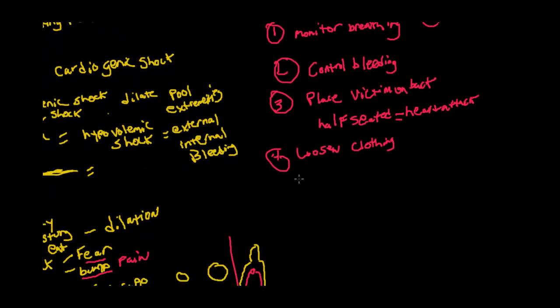Loosen clothing. Let me scroll down a little bit, and then five, if they've got some sort of damage, you can splint the injury. This is not a high priority here. You just don't want them to move around too much and cause further damage to the tissue. Here's a big one. Control temperature.